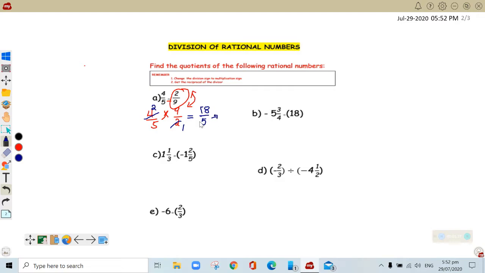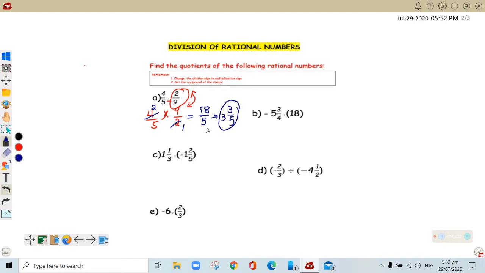So when we change this to a mixed number, we will get 3 and 3 over 5 because there are only 3 5s that can fit into 18, and 3 times 5 is 15. Subtract it from 18. 18 minus 15 is 3. So the final answer here will be 3 and 3/5.